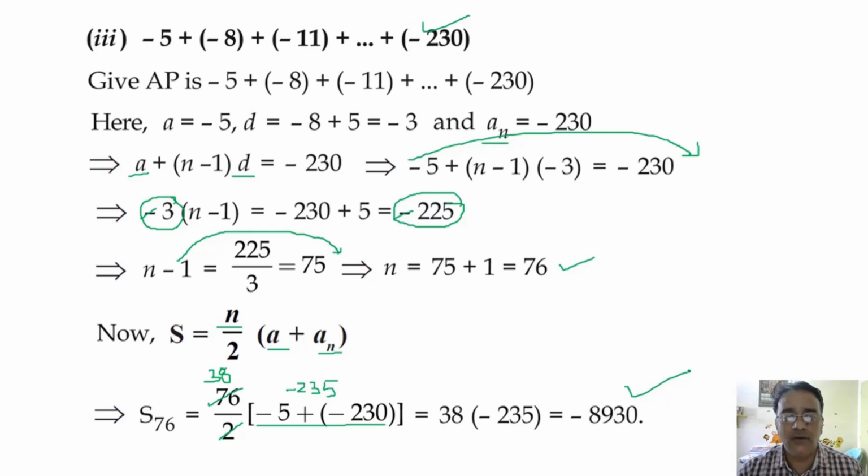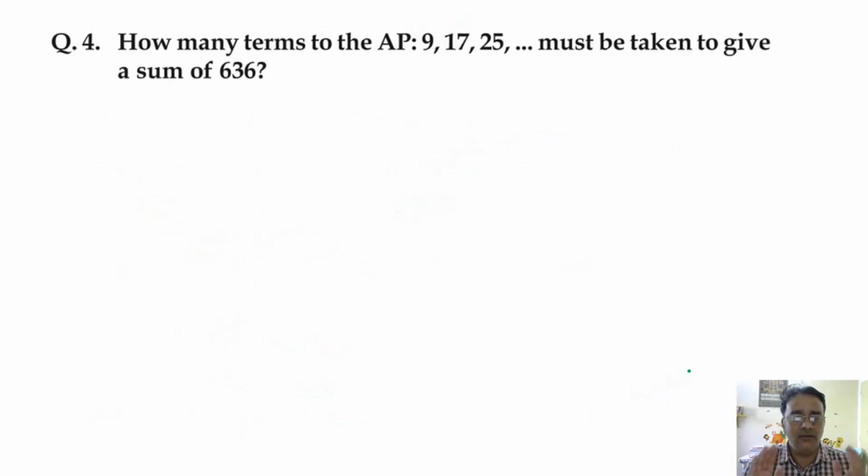Yes, sir. Now we'll move towards the very important type of question of this exercise. How many terms of the AP 9, 17, 25, and so on must be taken to give a sum of 636? How many terms? That means you have to find the value of n. So let us start with the given AP.